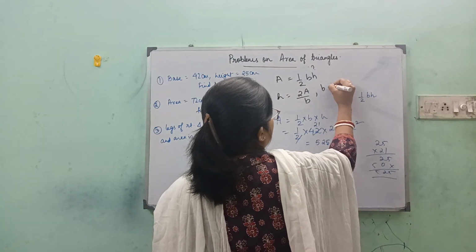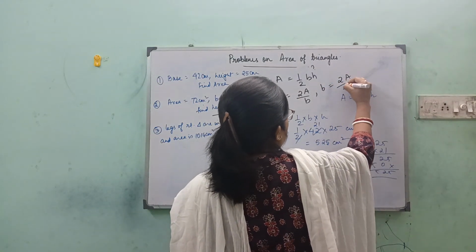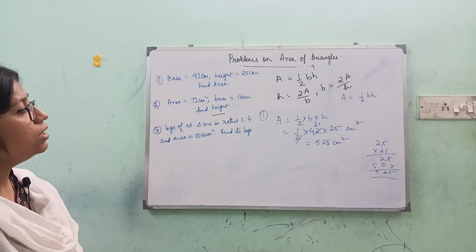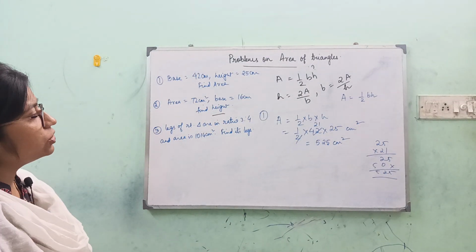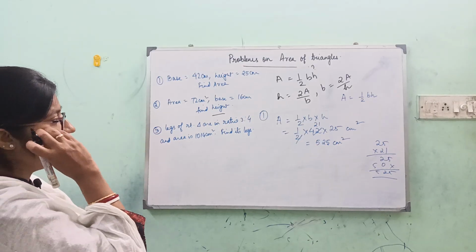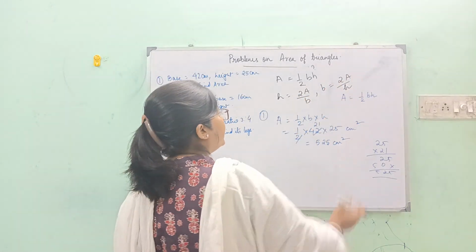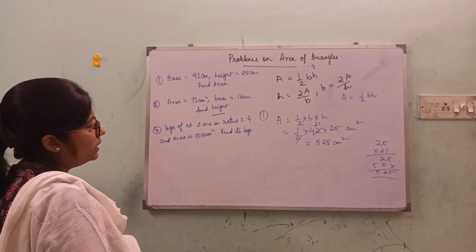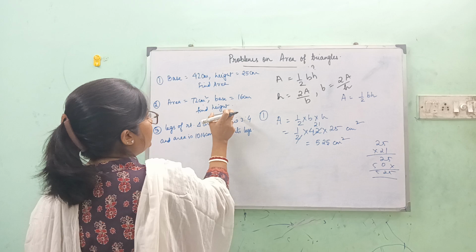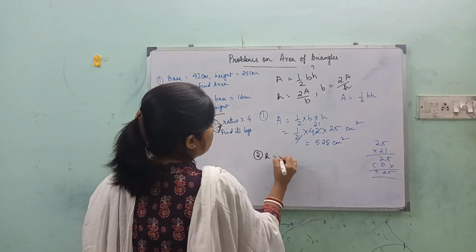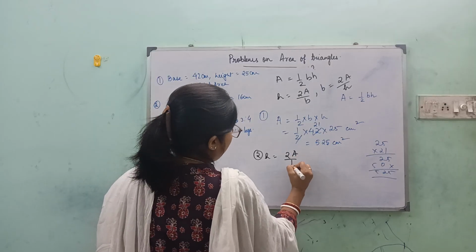Similarly, if you are asked to find the base and area and height are given, it would be 2 times the area by height. These would be the formulae for finding the base and the height of a triangle whose area is given. If base is given, height could be found out by this, and if height is given, then base could be found out by this. Here we are asked to find the height, so we'll be using this formula. Second sum, height is equal to 2 times area by base.